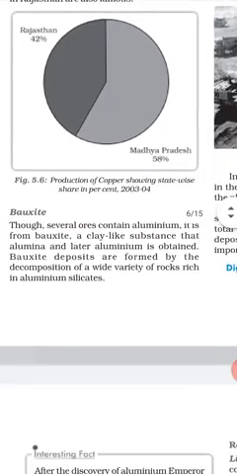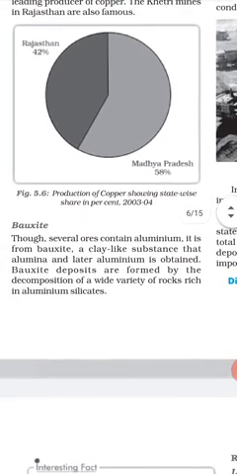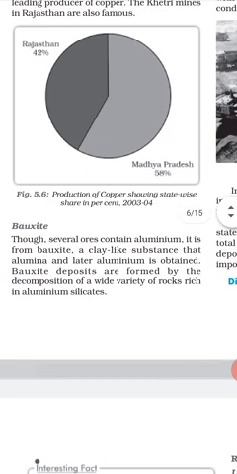Now let us move further, and it is bauxite. Though several ores, ores already you know means impure form, contain aluminium, but it is from bauxite that aluminium comes out. When we refine bauxite, we take aluminium. Bauxite is a clay-like substance, and from that alumina and later aluminium is obtained.